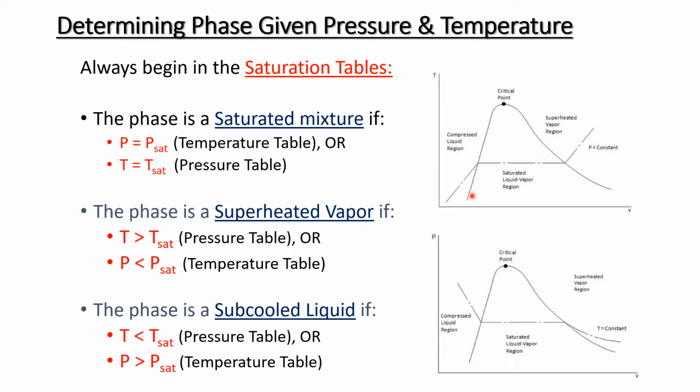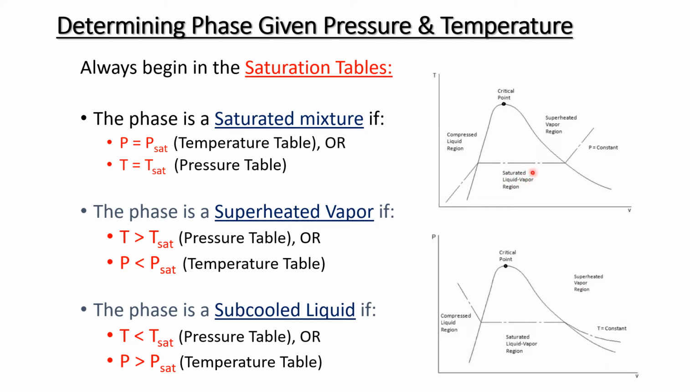Now, on the left side of the vapor dome, if it's on this line, it's pure saturated liquid. There's no saturated vapor. And if it were on this line, it's a saturated vapor. There's no saturated liquid. But anything in between these, underneath the vapor dome, in between these two lines, including the two lines, we have a saturated mixture.